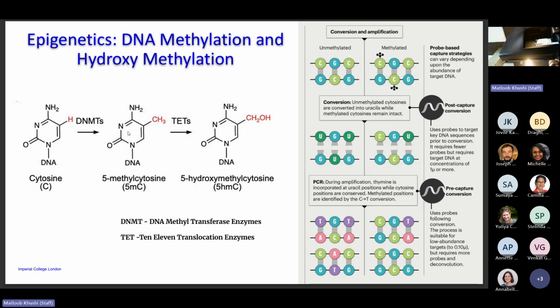There are enzymes called DNA methyltransferases that add these methyl groups, these CH3 groups, onto a particular position in the cytosine bases. And then there are other enzymes that can modify this into a hydroxymethyl cytosine group. Marking your DNA at these very, very well-defined positions changes the function of that region of DNA.